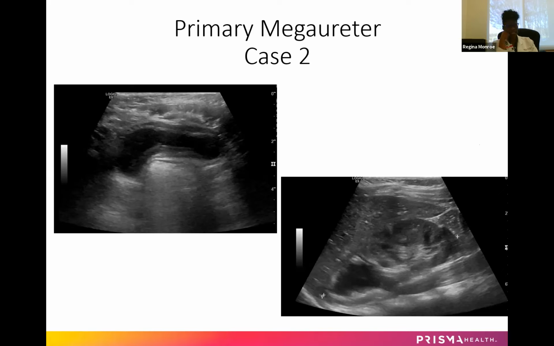So I guess for me, deciding when to operate on these children, it is really if I see a progression in the dilatation or a decline in function, or there is some symptomatology with febrile urinary tract infection, or in older children that there's pain associated with the pathology that we see.